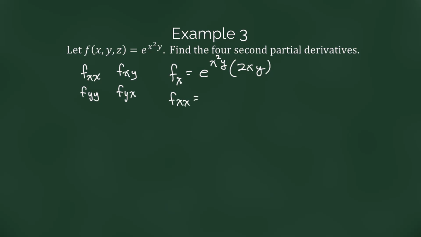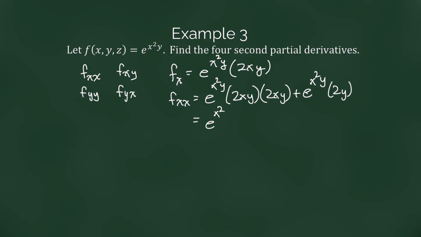So now we have to use the product rule. So we take the derivative of the first expression, which is e to the x squared y, times the derivative of x squared y, multiply that by the second expression, 2xy, and then we're going to add to that the first expression unchanged times the derivative of the second, which is 2y. So we get e to the x squared y times 2xy all squared plus e to the x squared y times 2y. And if we wanted to, we could simplify further, but I'm going to stop there.